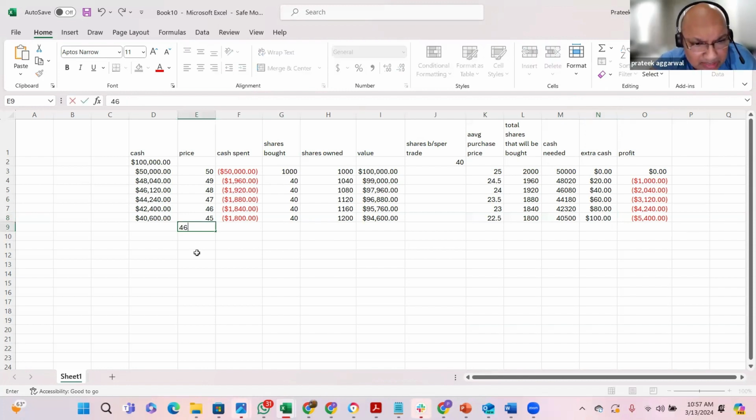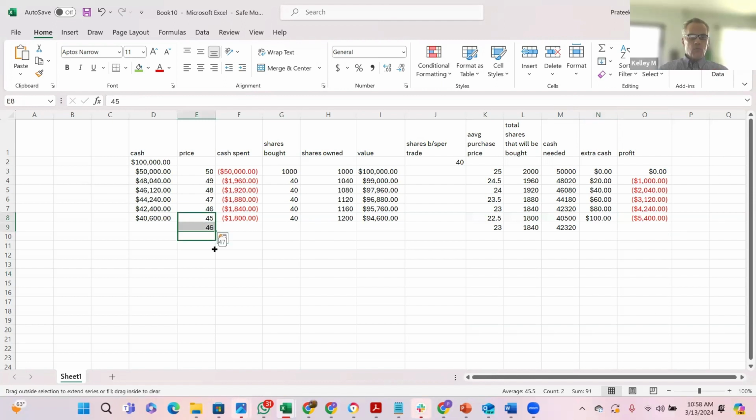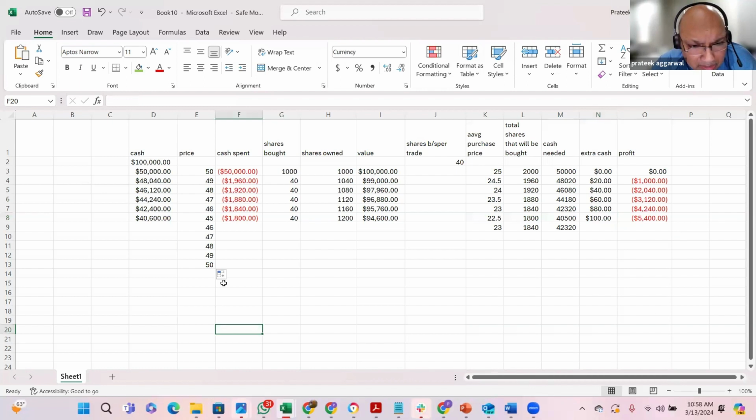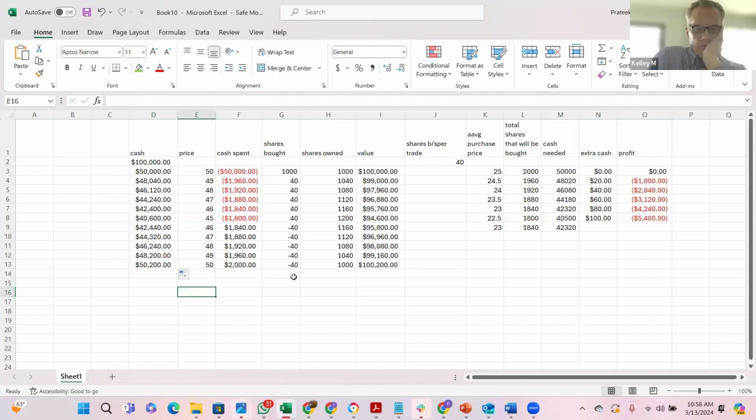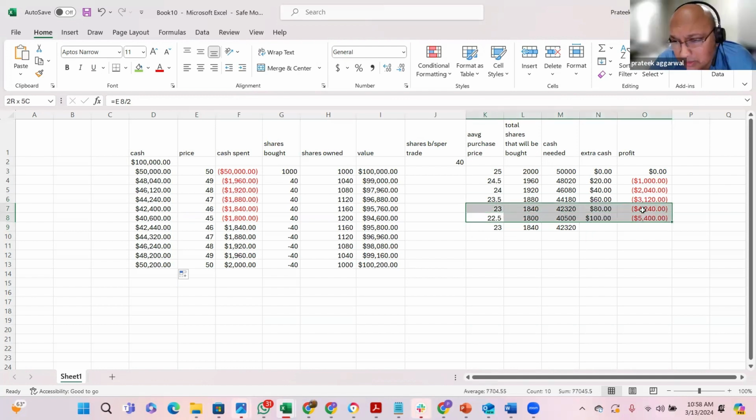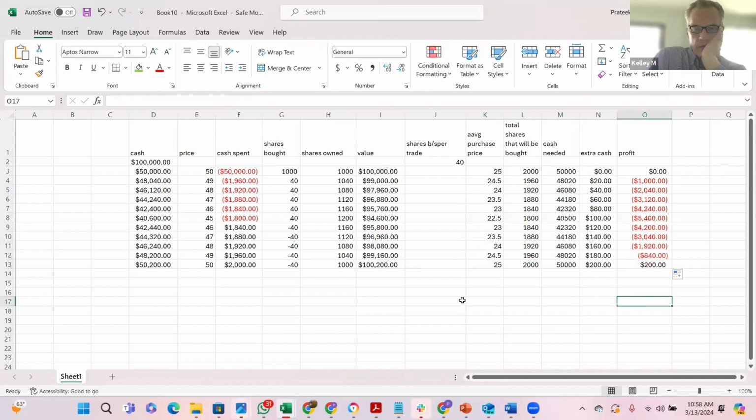Now let us take it to the next step. Let's let the price rise. So it goes up one. Let us take it all the way to 47, 48, 49, 50, right? All the way to 50. And now again we can stretch all the cells. Every time we sell, we'll get some more cash in our account. And let me just stretch this whole thing down.